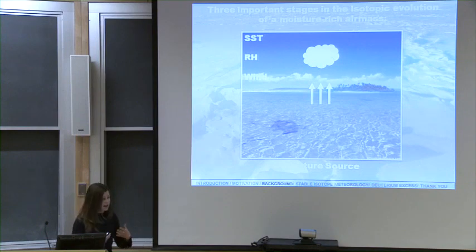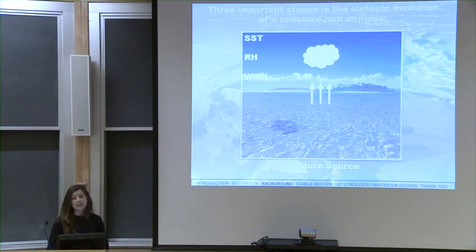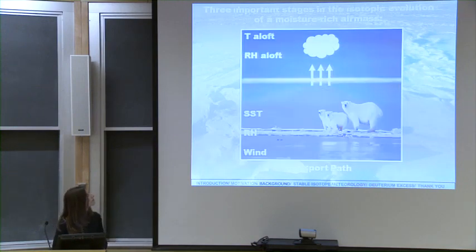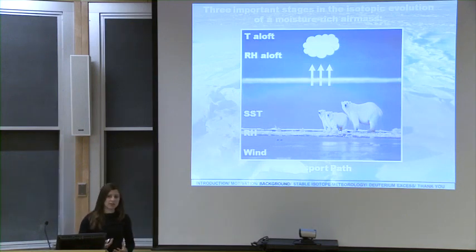The amount of water and the initial isotopic composition of the water is determined by sea surface temperature, relative humidity, and the wind regime at the source. Water is then transported to its site of deposition. Now, the transport of water is not a conservative phenomenon, meaning it is path dependent.